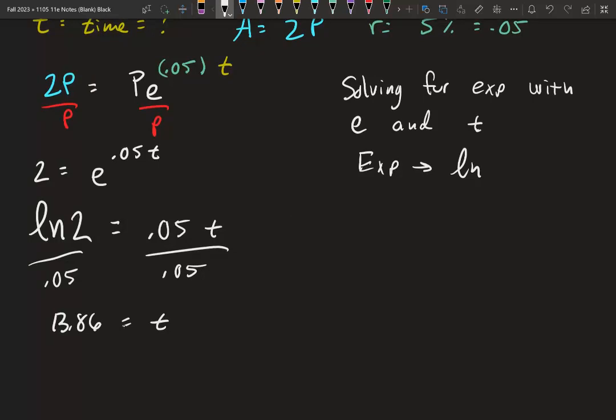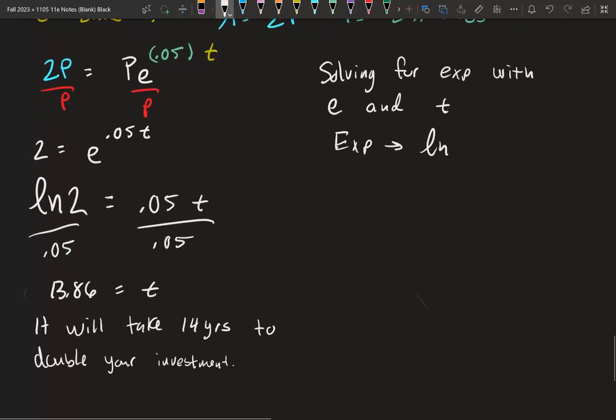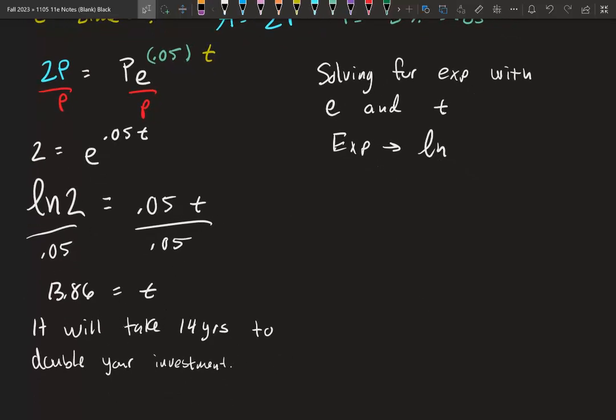So what does this mean? It's going to take 14 years to double your investment. So if you throw in money, let's say $5, let's make it easy money. So let's say that you want to double that at 5% compounded continuously. It would take you 14 years.